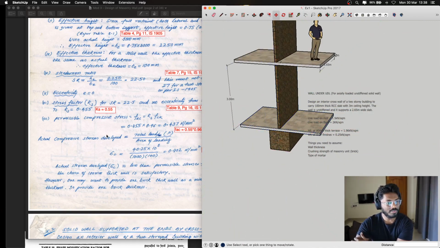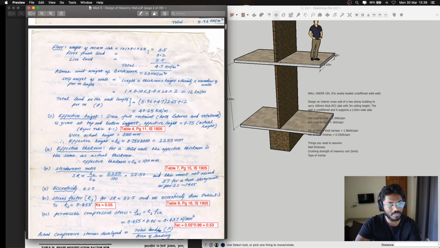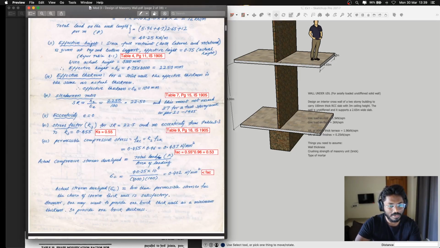So the actual compressive strength developed is equal to the total load by area of loading, which is nothing but 40.25 into 10 power 3. This is the value which we have got in the very beginning, the total load, divided by unit length into the thickness of the masonry wall. That gives us 0.42 Newton per mm square.